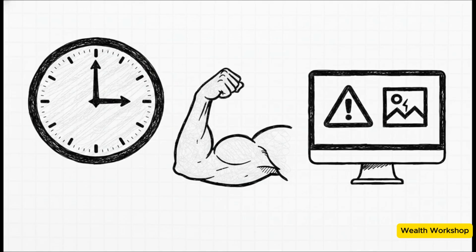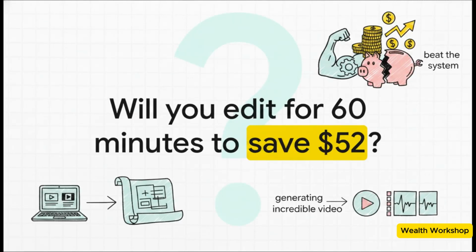Look, the difference between amateur hour and professional output is exactly the elbow grease you put into the assembly. So I'm going to leave you with this question as you set up your workstation today. Are you willing to invest 60 minutes of your own elbow grease to save $52 a month and finally beat the system? You've got the tools, you've got the blueprint, and you know the exact steps. Now let's get to work and start generating some incredible video.